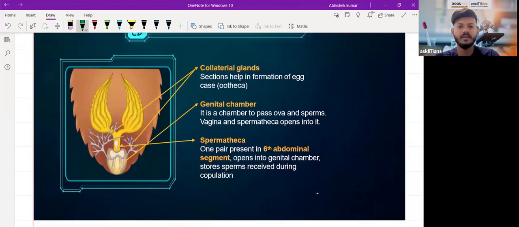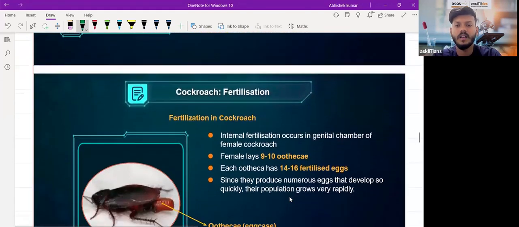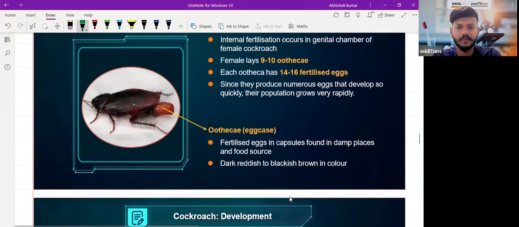And there are some other parts also: collateral gland, genital chamber, and spermatheca. The collateral gland helps in the secretion of the egg case, that is the ootheca. The genital chamber is a chamber to pass ova and sperm, and the vagina and spermatheca open into it. The spermatheca is one pair present in the sixth abdominal segment, opens in the genital chamber, and stores sperm received during copulation. After that, fertilization takes place.